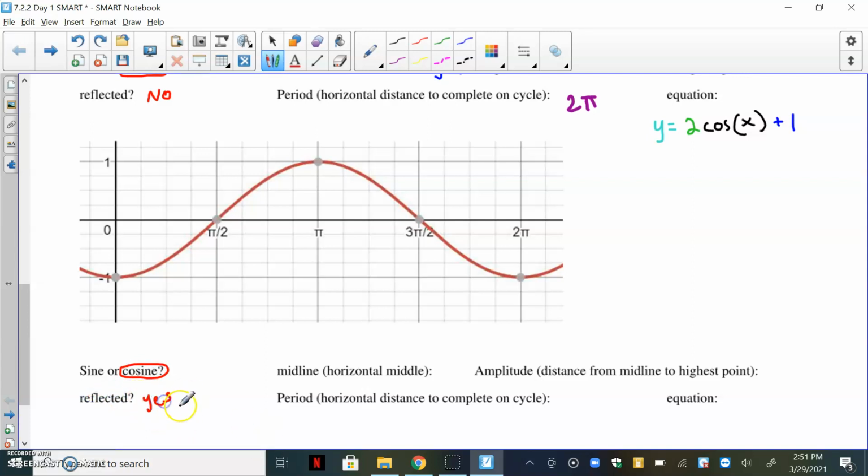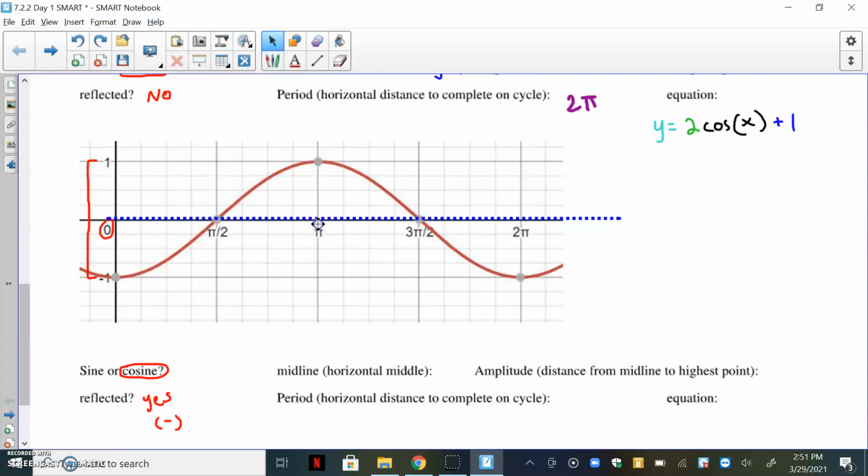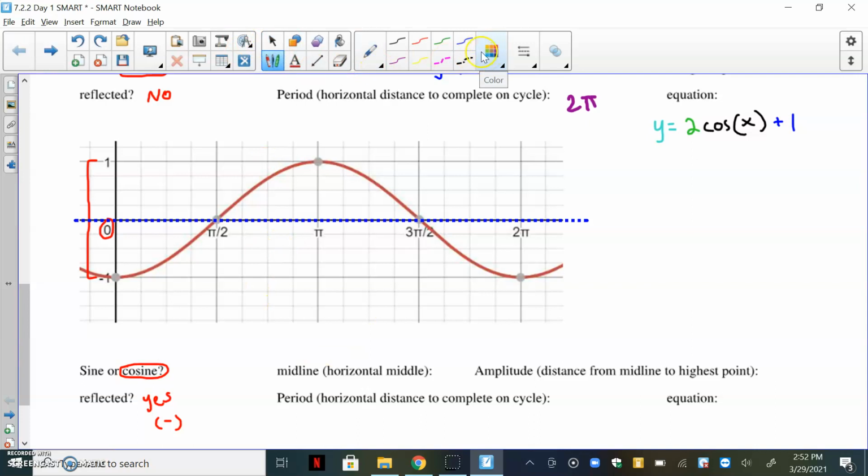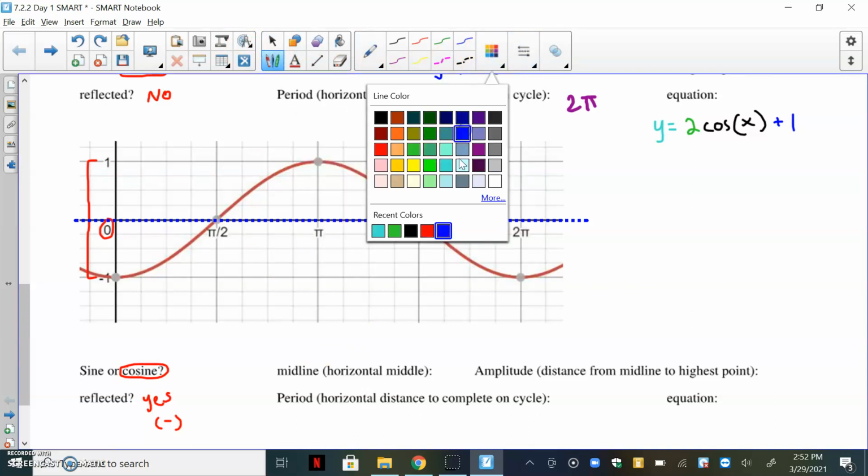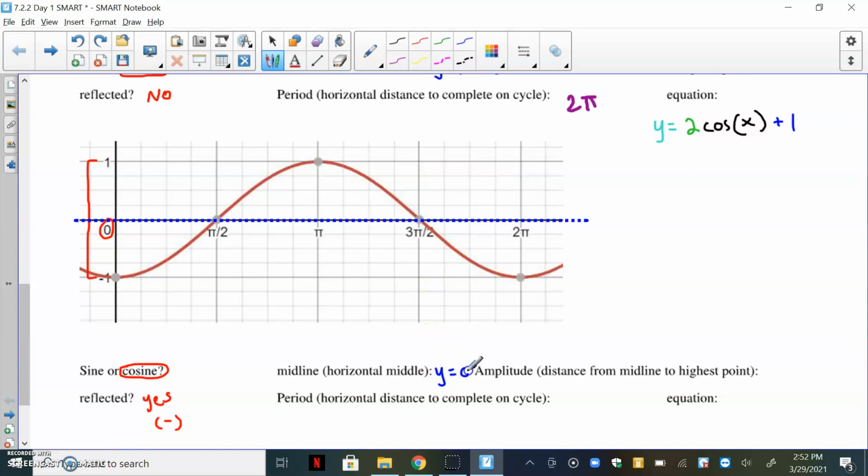So this tells you right away that we're going to need a negative sign in our equation. Next comes the midline. The highest point is at 1, the lowest point is at -1. So the very middle between those two is right here at 0. So let's go ahead and place our midline right over there. And we'll write our equation for the midline, which is y equals 0. Just use whatever number that is.